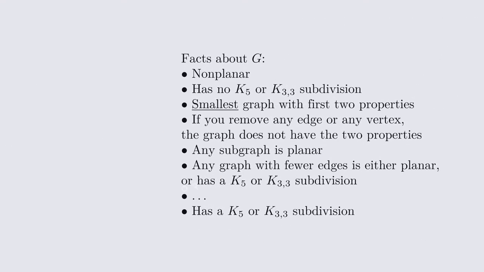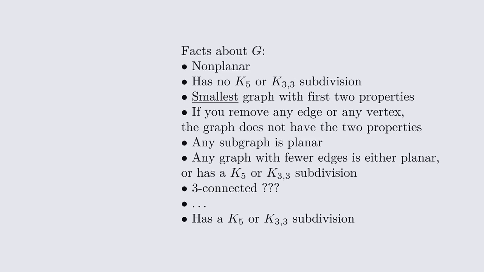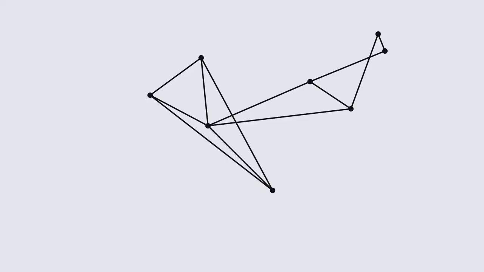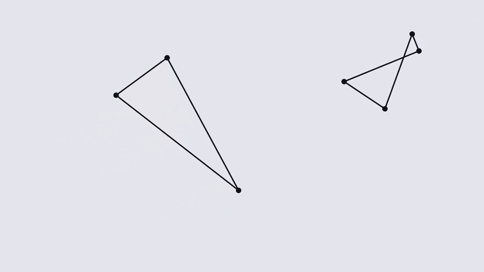So now we need to show that G, the minimal nonplanar graph with no K5 or K3,3, is 3 connected. We can easily show that G can't only be 1 connected. That would mean that there is a vertex where we can remove it and disconnect the graph into 2 pieces.